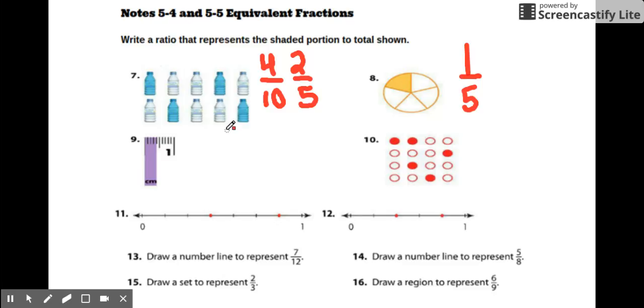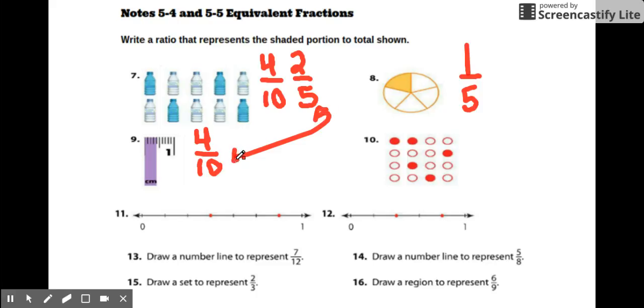And then this one's really hard because the lines are really tiny. But if you count all of the little tick marks between right here and right here, there's 10. And then there's, let's see, 1, 2, 3, 4 shaded. So again, it would be 4/10, which is the exact same answer as number 7. And then when you reduce it, it goes to 2/5. So these two are the same.